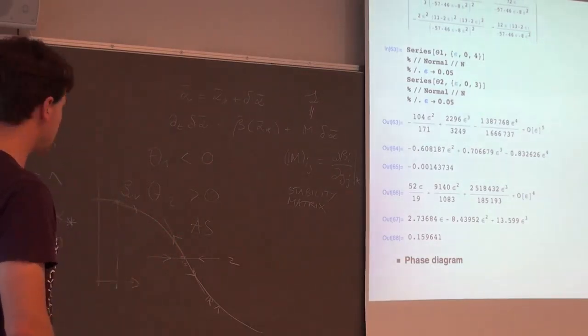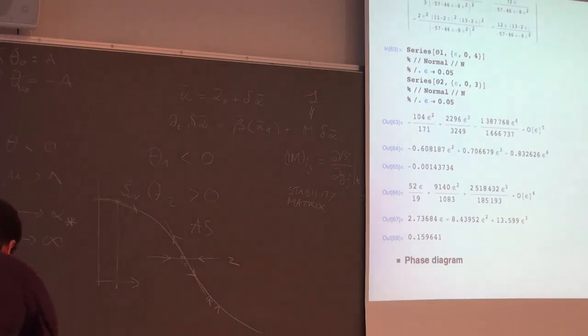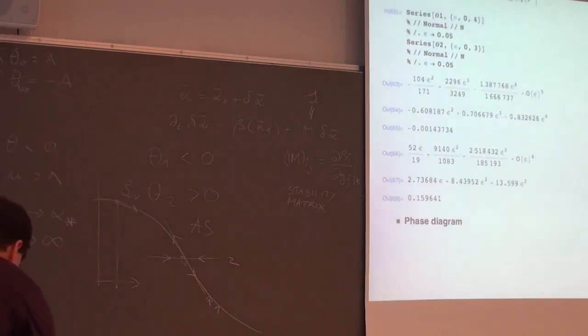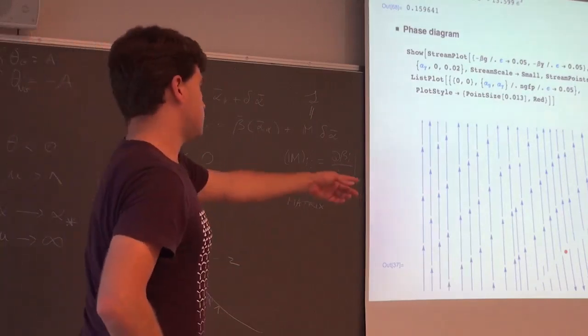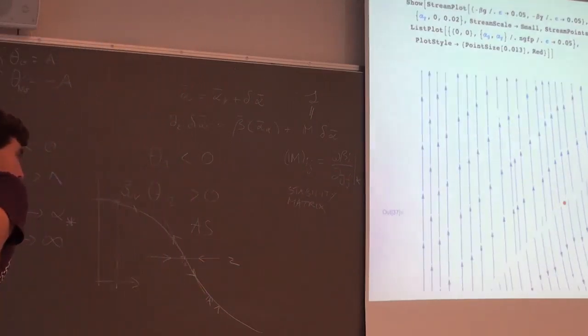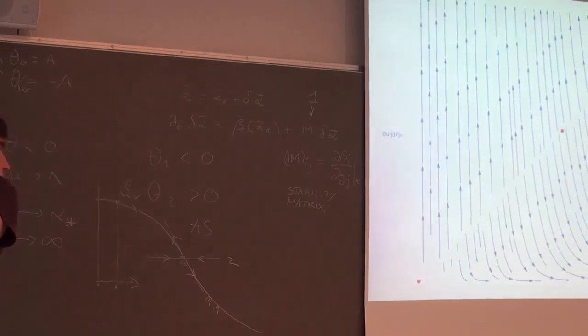Yes, exactly. Does it have any significance that the one eigenvalue is much, much larger than the other in absolute magnitude? Yeah, this is represented by this plot here, no? So now I just made a plot.